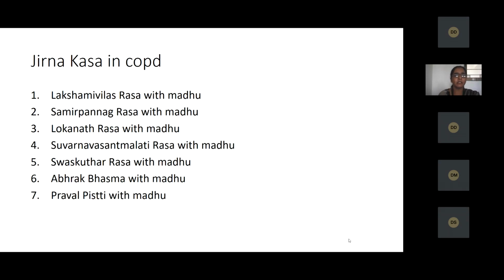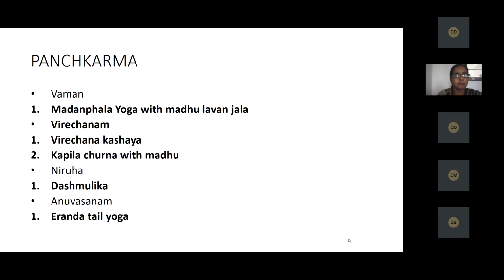Some patients have jirna kasa, which is chronic kapha present in COPD patients. At that time we can give Lakshmivilas Ras with madhu, Samirpannag Ras with madhu, Loknath Ras with madhu, Suvarna Vasant Malti Ras with madhu, Sutshekhar Ras with madhu, abhraka bhasma with madhu, and pravala pishti with madhu. This is the line of treatment and the same formulas for COPD.